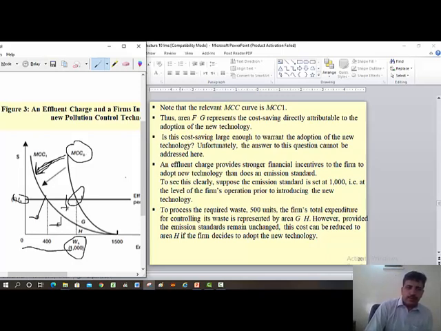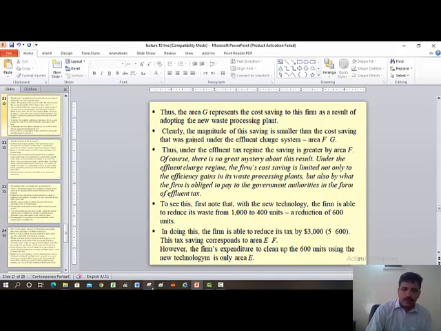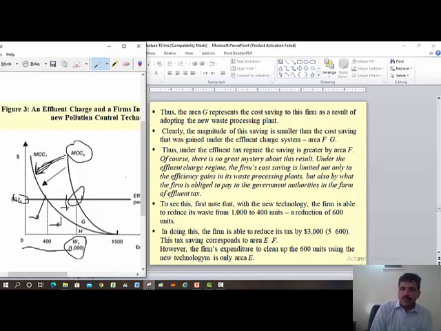Initially, when the old technology is used, G plus H is the control cost, but with the new technology it becomes H only. So the area G represents the cost saving to the firm as a result of adoption of new technology. Clearly, the magnitude of this saving is smaller than the cost saving that was gained under the effluent system, F plus G. Thus, under the effluent tax regime, the saving is greater by area F.